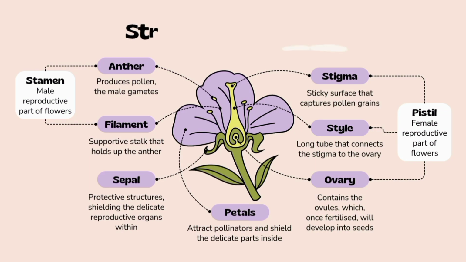Stamen: male reproductive part of flowers. Pistil: female reproductive part of flowers. Anther: produces pollen, the male gametes. Filament: supportive stalk that holds up the anther. Sepal: protective structures, shielding the delicate reproductive organs within. Stigma: sticky surface that captures pollen grains. Style: long tube that connects the stigma to the ovary. Ovary: contains the ovules, which, once fertilized, will develop into seeds. Petals: attract pollinators and shield the delicate parts inside.